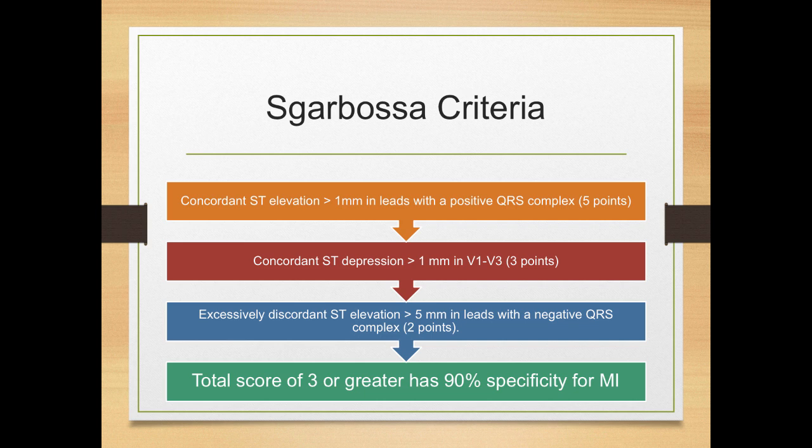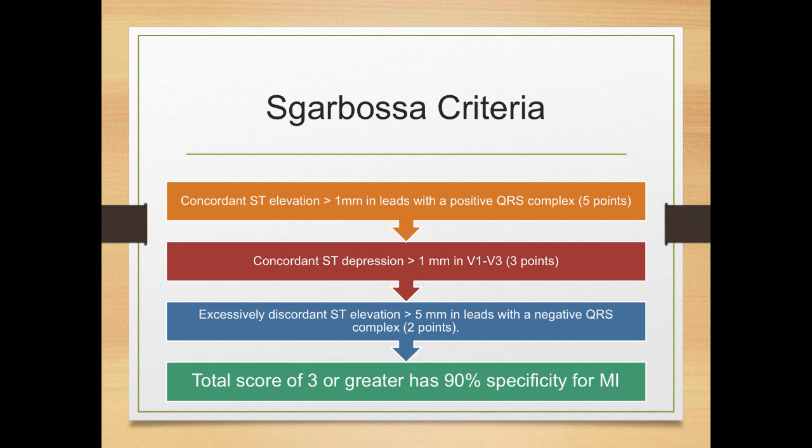So instead of discordant T waves, we have a concordant T wave, and that concordance is greater than 1 millimeter. So we have kind of normal ST segment elevation in leads with a positive QRS complex. So let's say lead 1 should be positive in a left bundle branch block. If we have ST segment elevation greater than 1 millimeter in lead 1, we have probably an MI, probably an infarction.